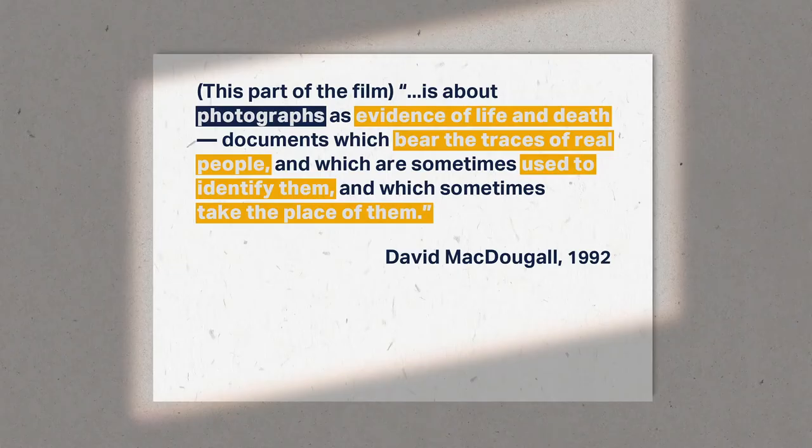According to David McDougall, this part of the film is about photograph as evidence of life and death. Photographs are acting documents which bear the traces of real people and which mark the presence of their absence. This meaning, the association of photographs with memory and identification, is conveyed in the film by the careful placement of one scene next to another.